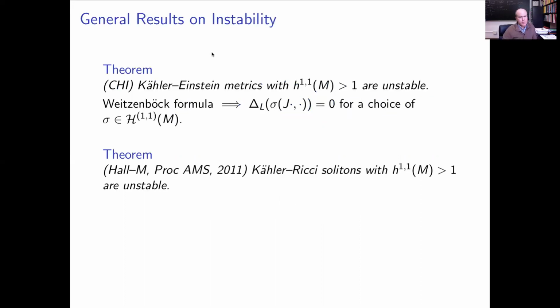So the first relevant result for us is the theorem of Cao, Hamilton and Ilmanen, which proved that a wide class of Kähler-Einstein metrics are unstable. So maybe I should explain something about this.